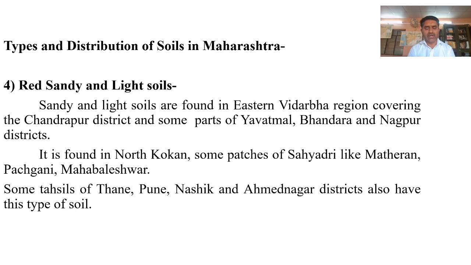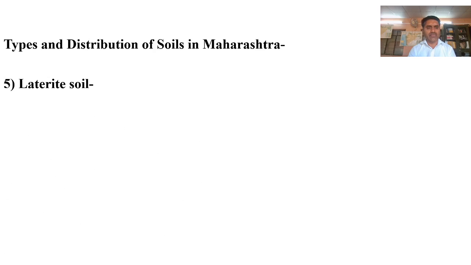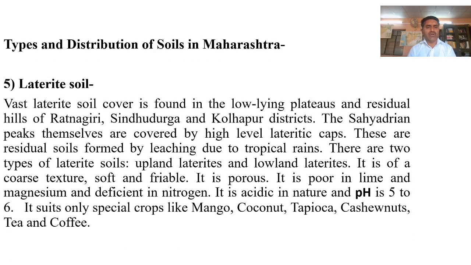These soils have a red color because there is a greater quantity of iron, and that's why the color is red over there. So these soils are found in some patches of Maharashtra. Next type is laterite soil. Vast laterite soil cover is found in low-lying plateaus and residual hills of Ratnagiri, Sindhudurga, and Kolhapur district.